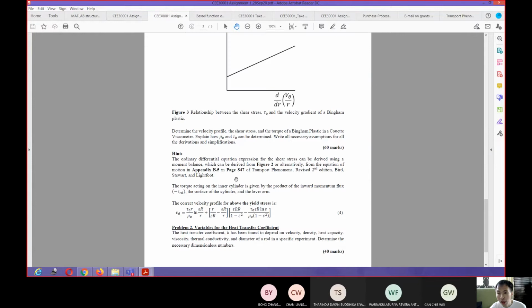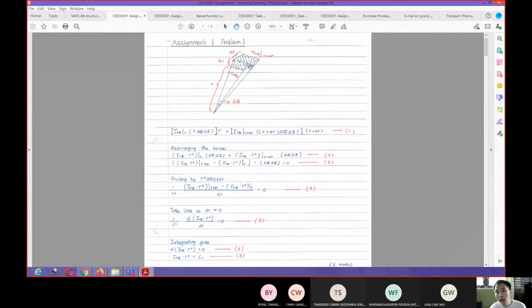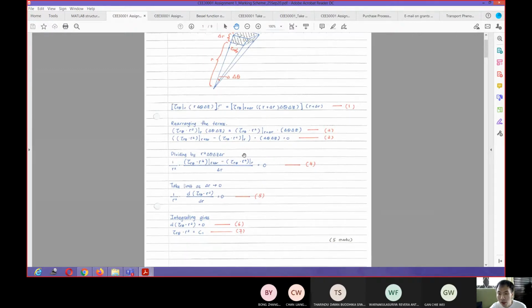It's basically what I put in here. Okay, the moment balance is basically you multiply by, which can derive from figure 2. So this one is you basically equalize what applies on the R with what applies on the R plus delta R. After you rearrange the terms, you should end up with the same ODE as well. Once you get the same ODE, then you can integrate these things, and then you can get the shear stress on the R, and the angular directions multiplied by the R square will be equal to C1.